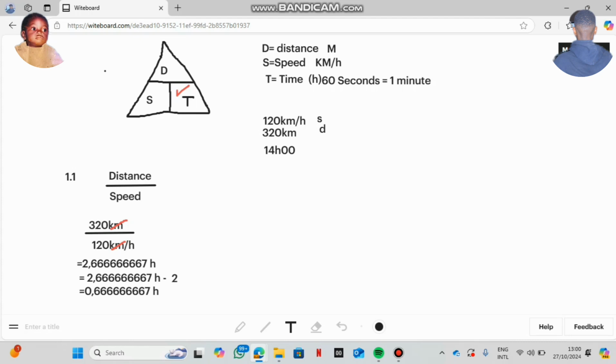Remember, you minus the 2. You are not really minusing the 2. You are just putting it aside. I'm just making it simpler. So you are just putting it aside. So now you have to convert it. This is 0,667 into minutes. So remember our conversion scale.